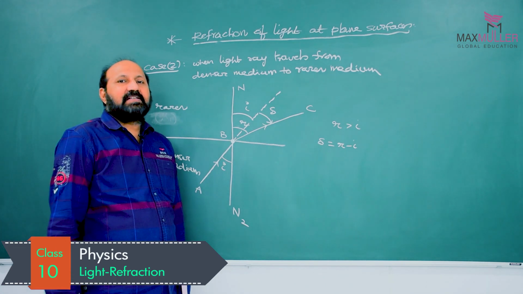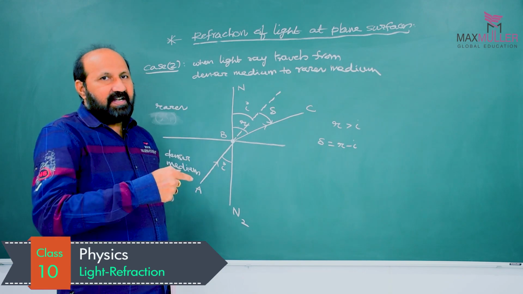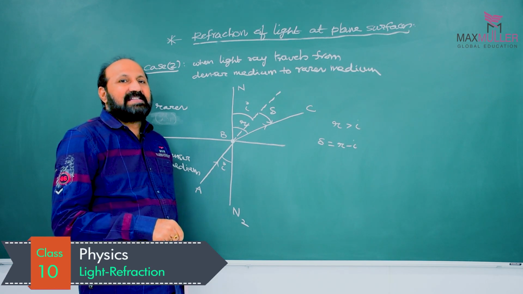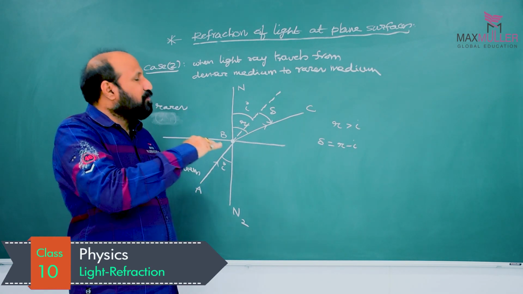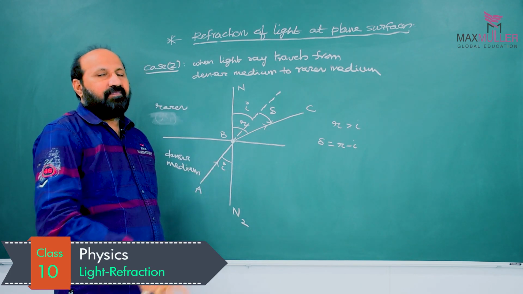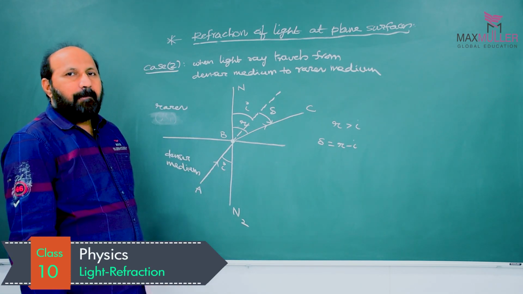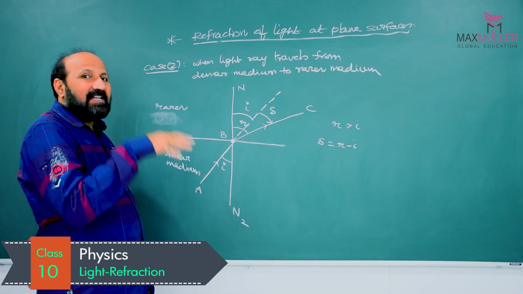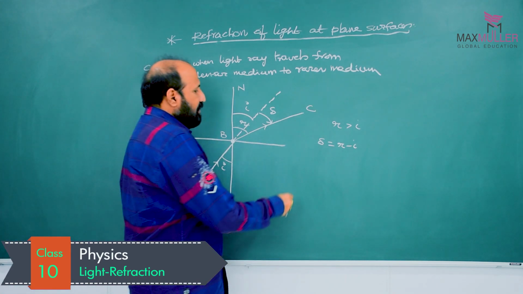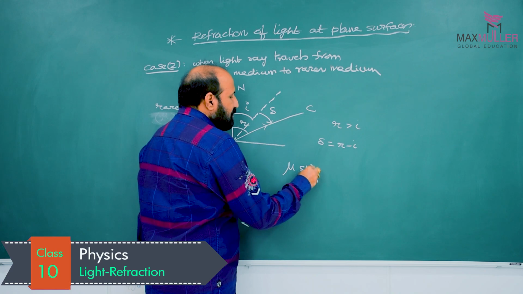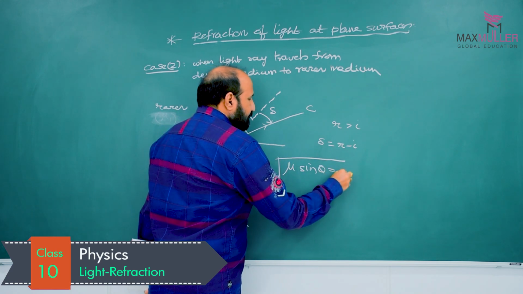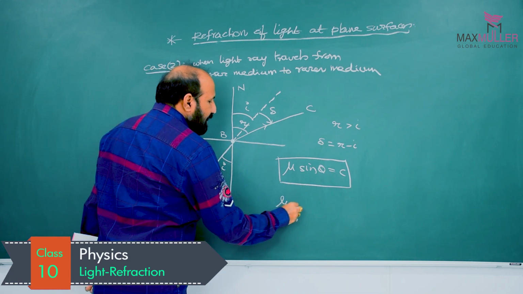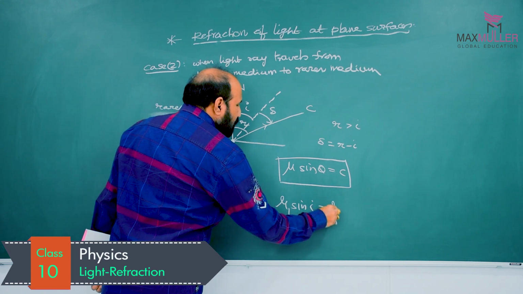And also we have discussed the laws of refraction: the incident ray, the refracted ray, and the normal drawn at the point of incidence at the surface which separates these two media must lie in the same plane. Number two, the product of refractive index and the sine of the angle of incidence in that medium should be constant. That means mu into sin theta is constant. Very important. Therefore, we can also write this as mu1 sin I is equal to mu2 sin R.